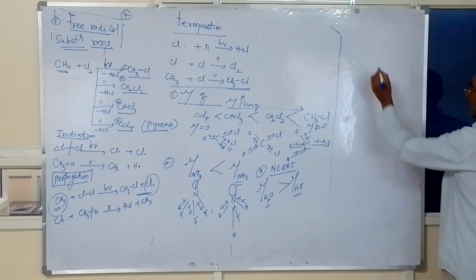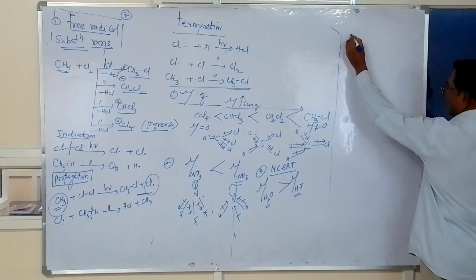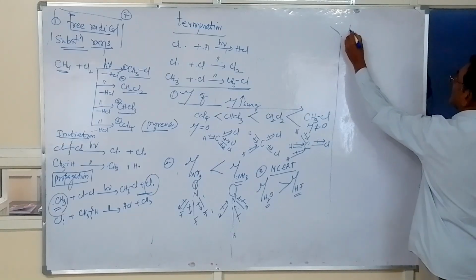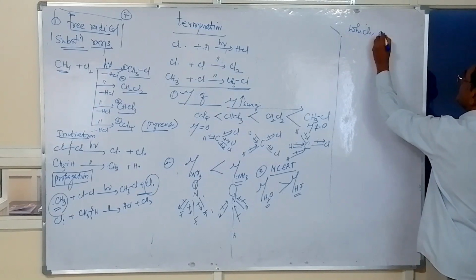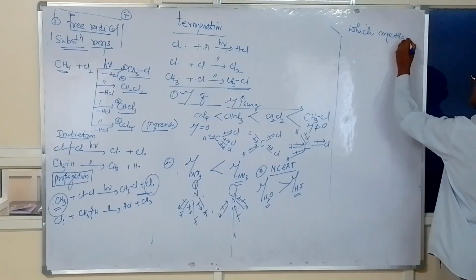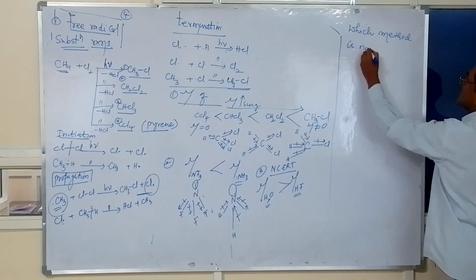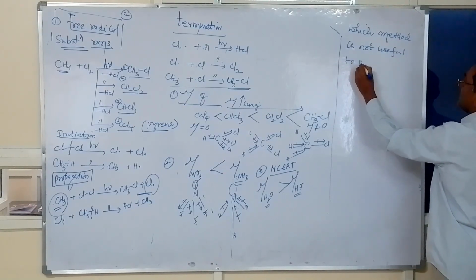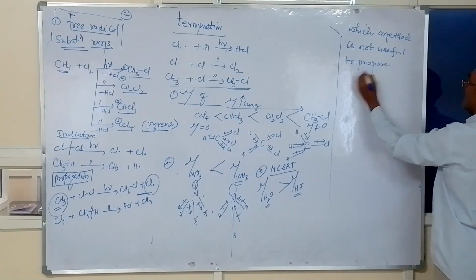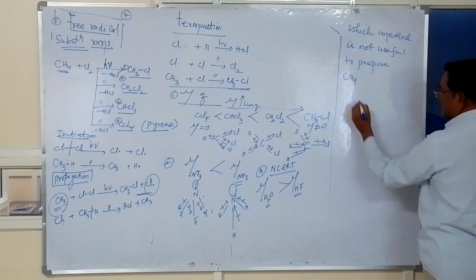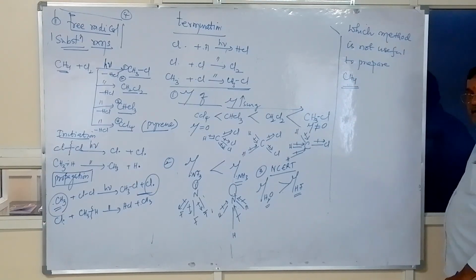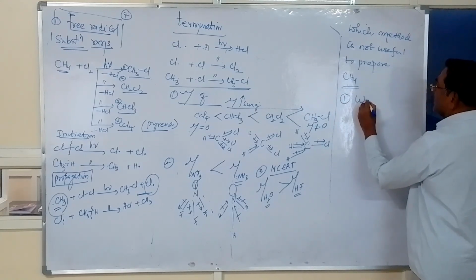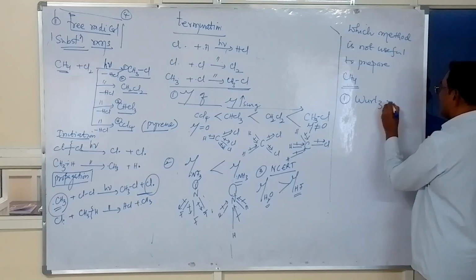I told you about free radical substitution. Another question: which method is not useful to prepare methane gas? Methane gas is the marsh gas, which evolves in marshy places. What can you write? Wurtz reaction, everybody can write.